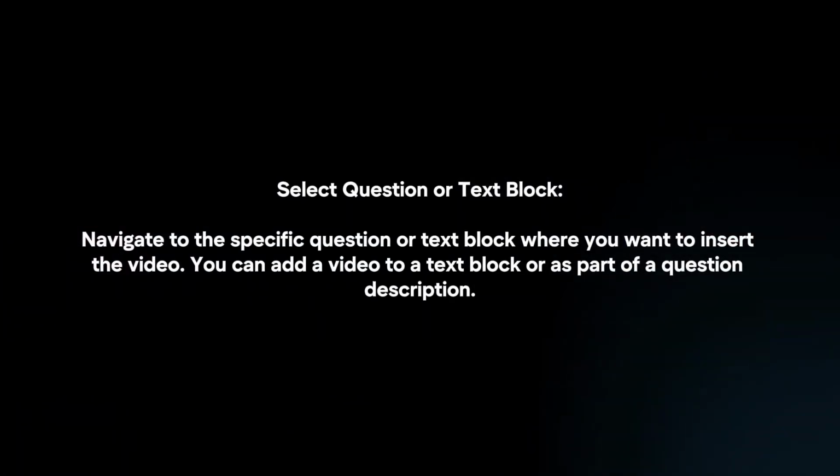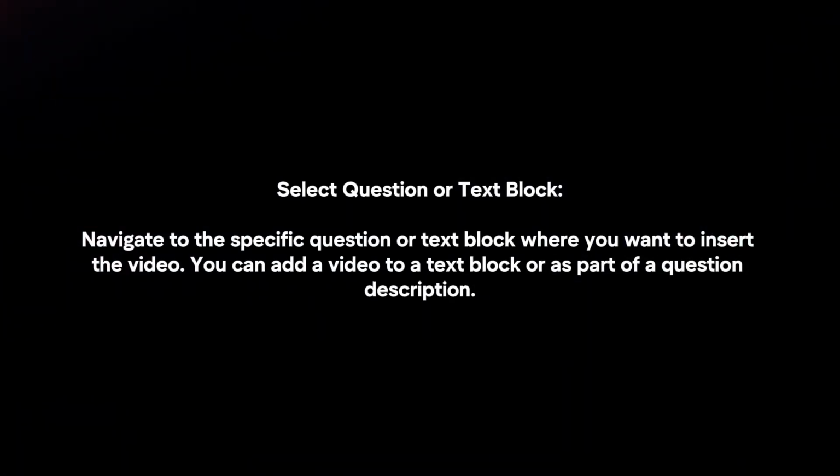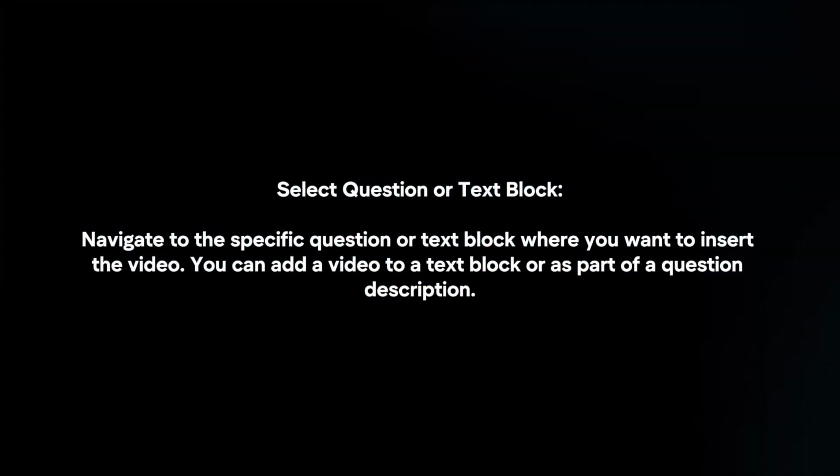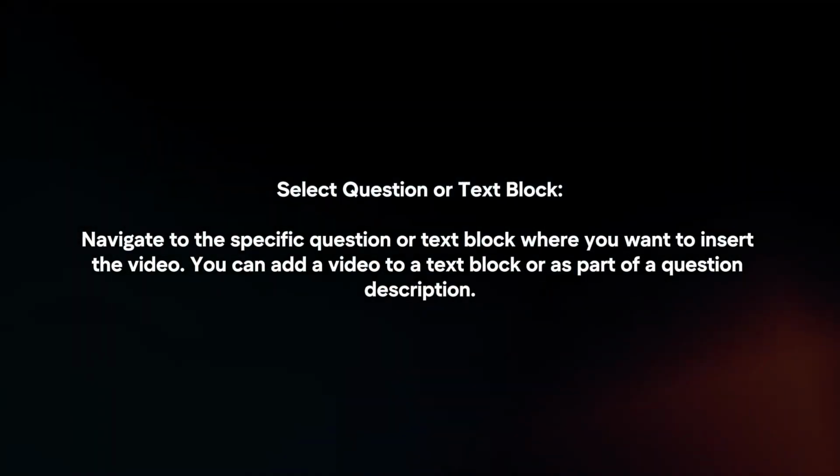Select question or text block. Navigate to the specific question or text block where you want to insert the video. You can add the video to a text block or as part of a question description.